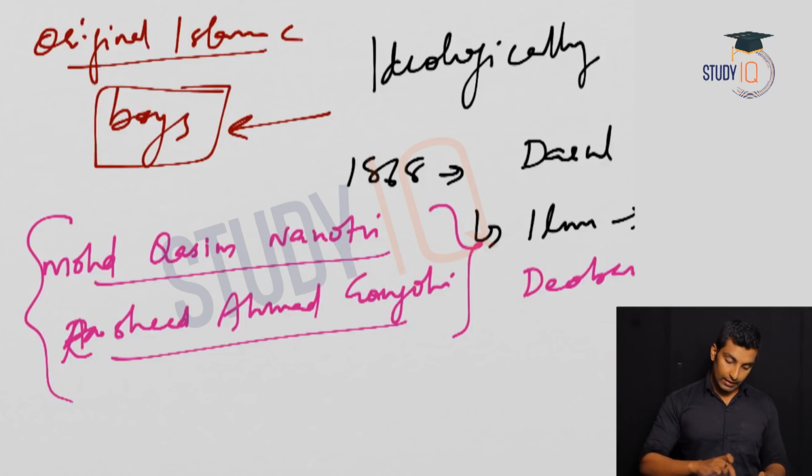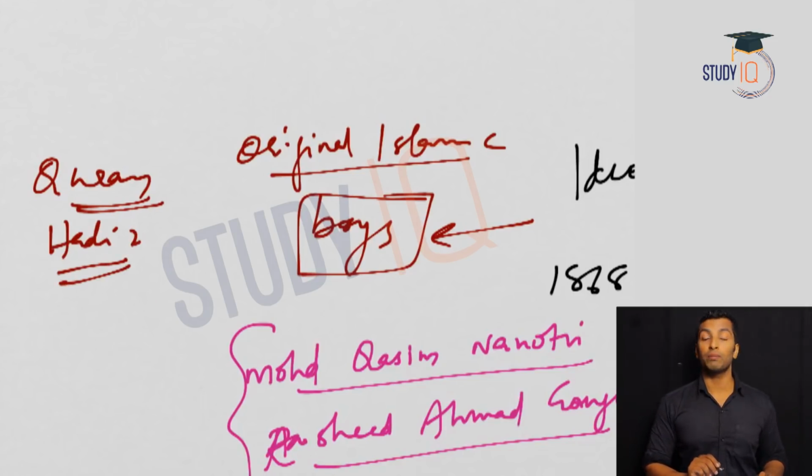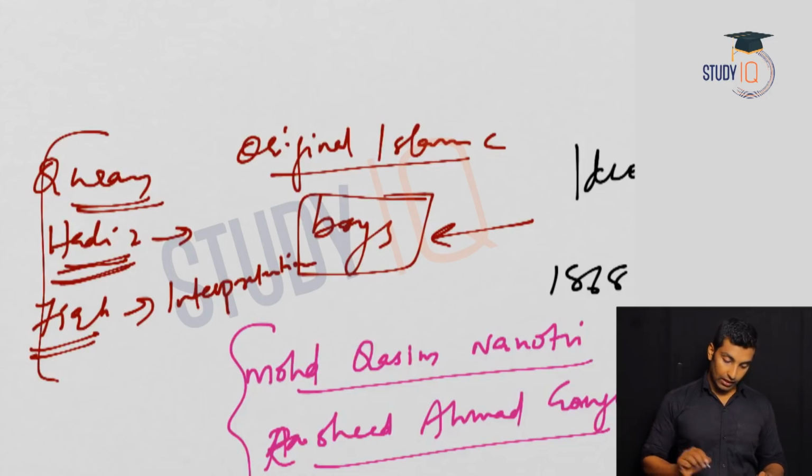Original Islamic scriptures means Quran and Hadith. The Quran is directly the words of Allah. Hadith means books having records of Prophet Muhammad's sayings, practices, actions, etc. Then fiqh, which is Islamic jurisprudence, basically the interpretation of Quran and Hadith by scholars. I hope this is clear. So the objective of the Darul Uloom is to teach young Muslim boys about original Islamic scriptures through Quran, Hadith and fiqh.